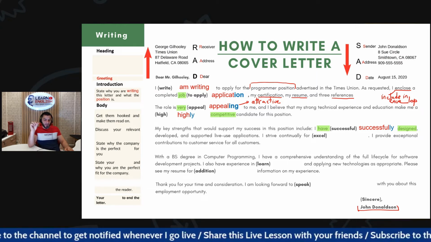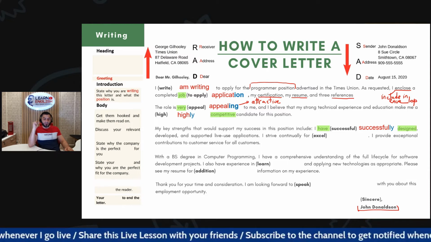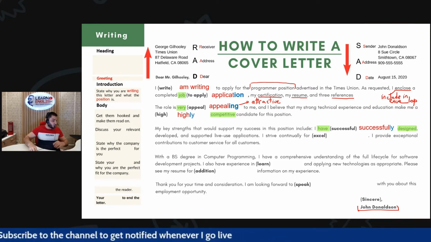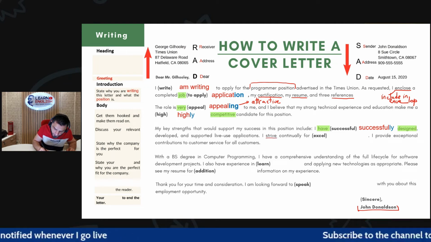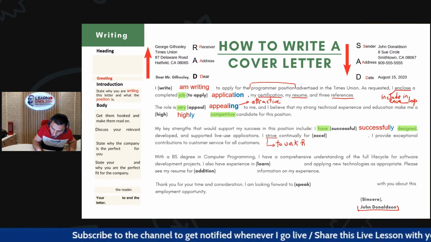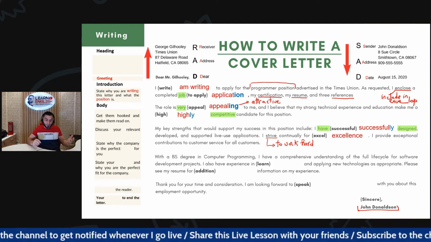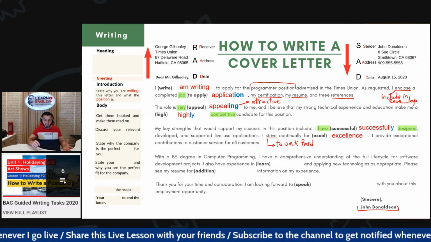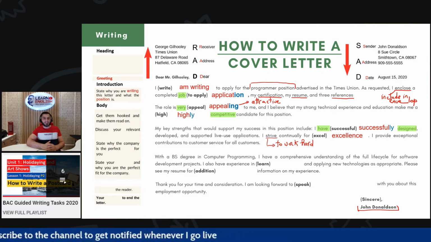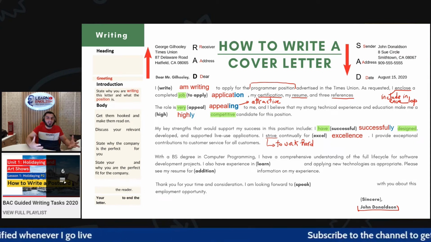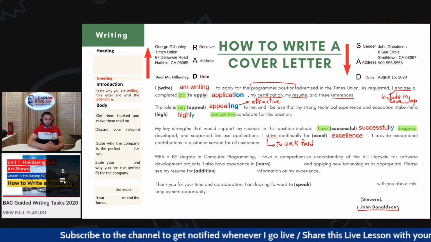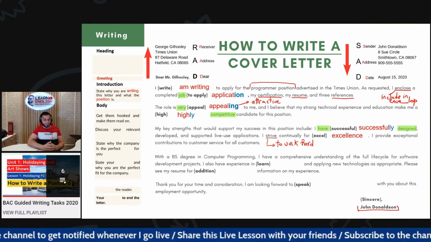I have successfully designed, developed, and supported live-use applications. I strive continually. To strive means to work hard for something, which is excellence. So we need a noun. What is the noun that comes from excel? The adjective is excellent, and the noun is excellence. I provide exceptional contributions to customer service for all customers.